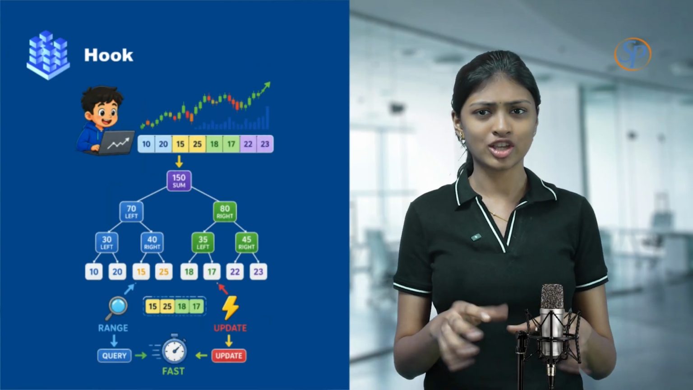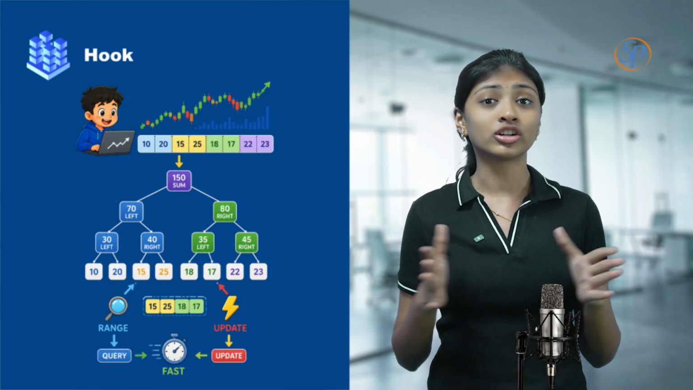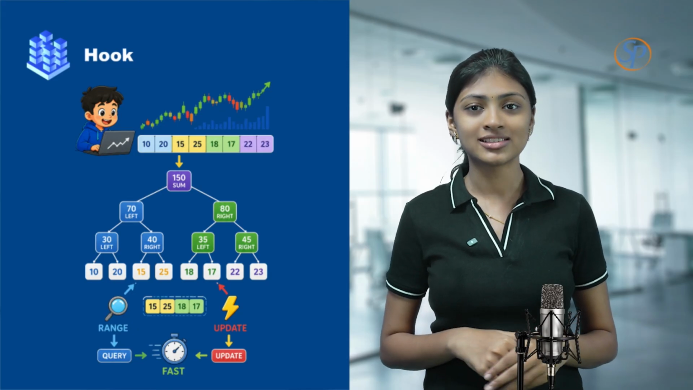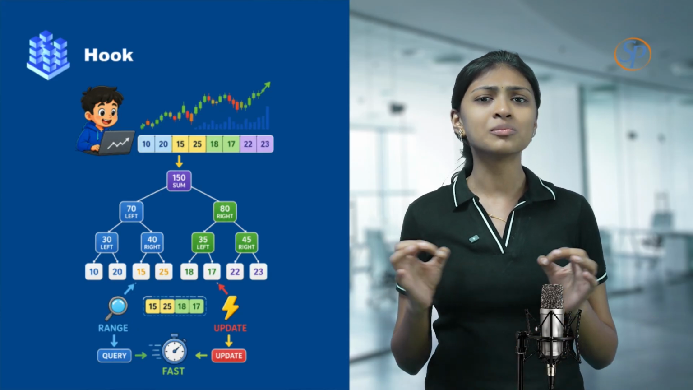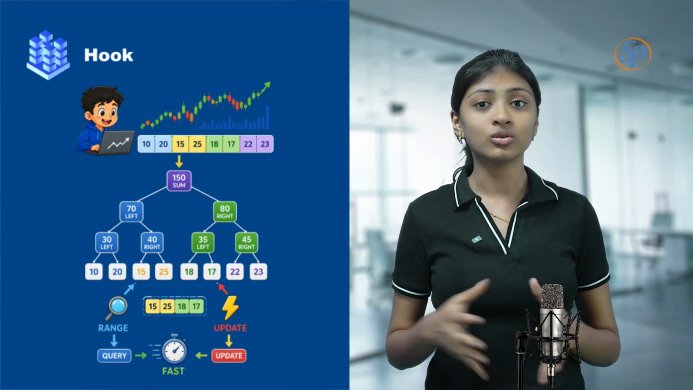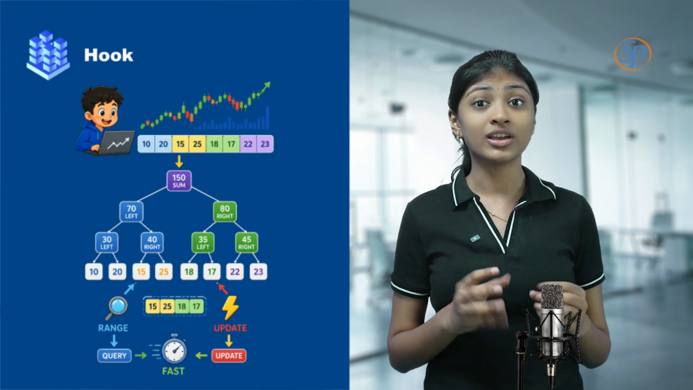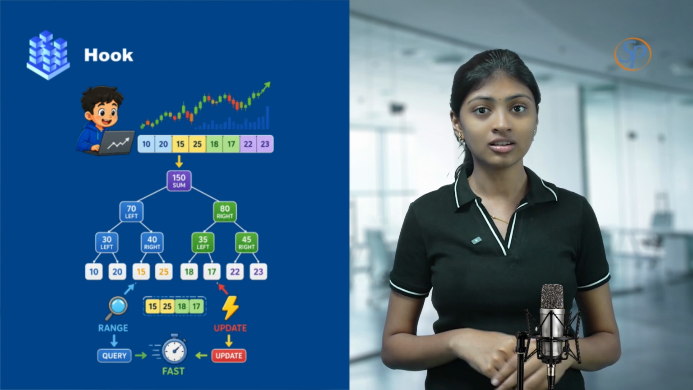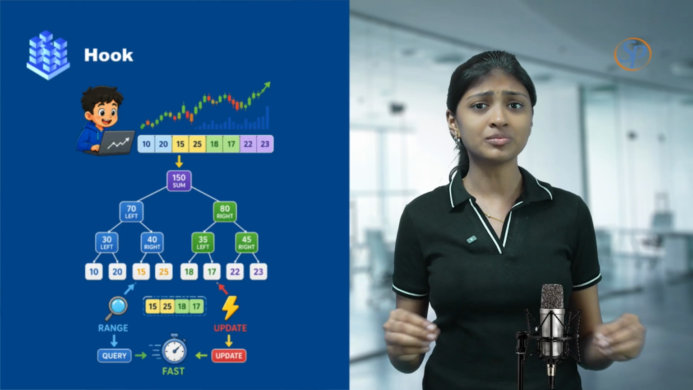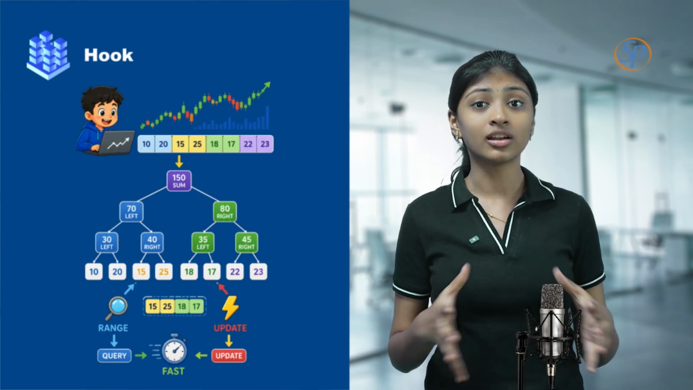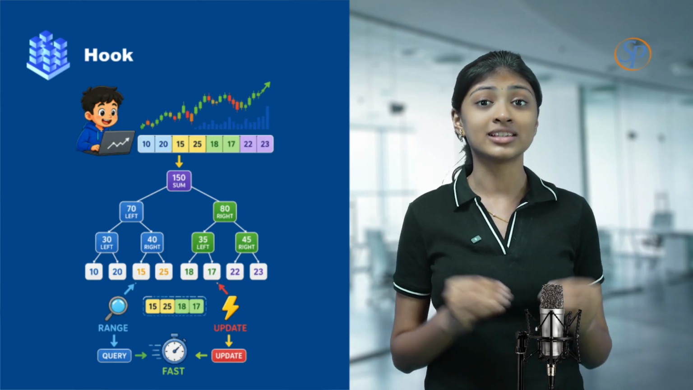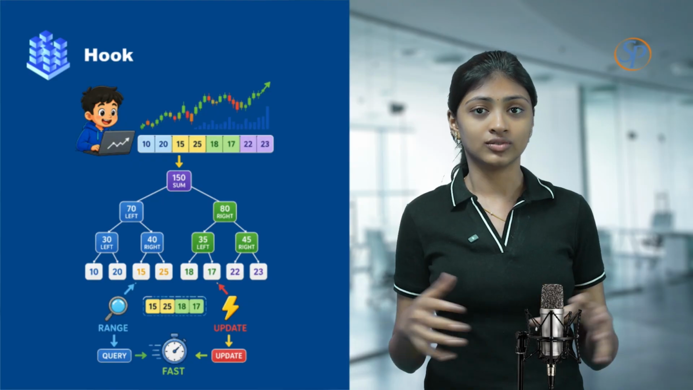Hook. Let's imagine something real. Think about a stock market system where prices are changing every second and analysts are asking questions like, what was the minimum price between 2 times, or what is the total value in a certain range? Now, if every time you scan the entire data, the system becomes slow and eventually crashes. So, the question becomes simple. Can we answer range queries quickly even when updates are happening? That is exactly what segment trees solve.